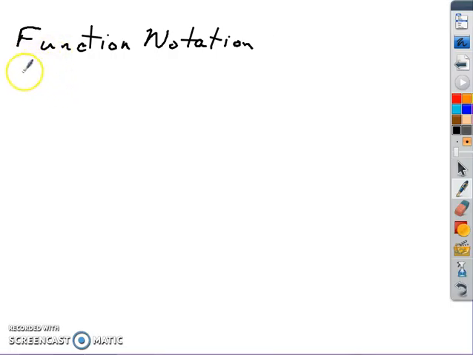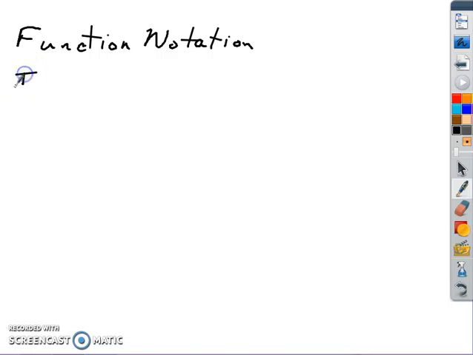Good morning. Today we're going to look at function notation. And we're going to start off with examples that you're used to seeing and then kick it up a notch.